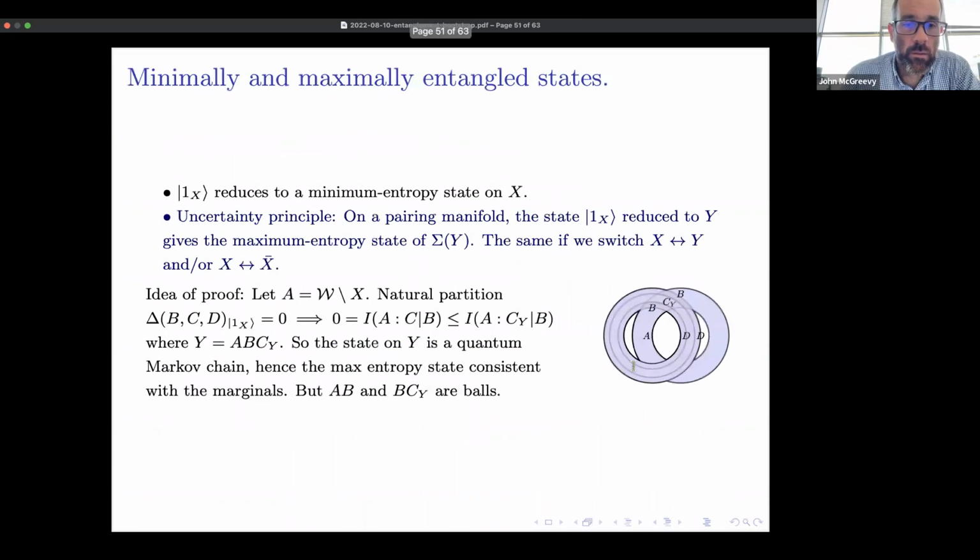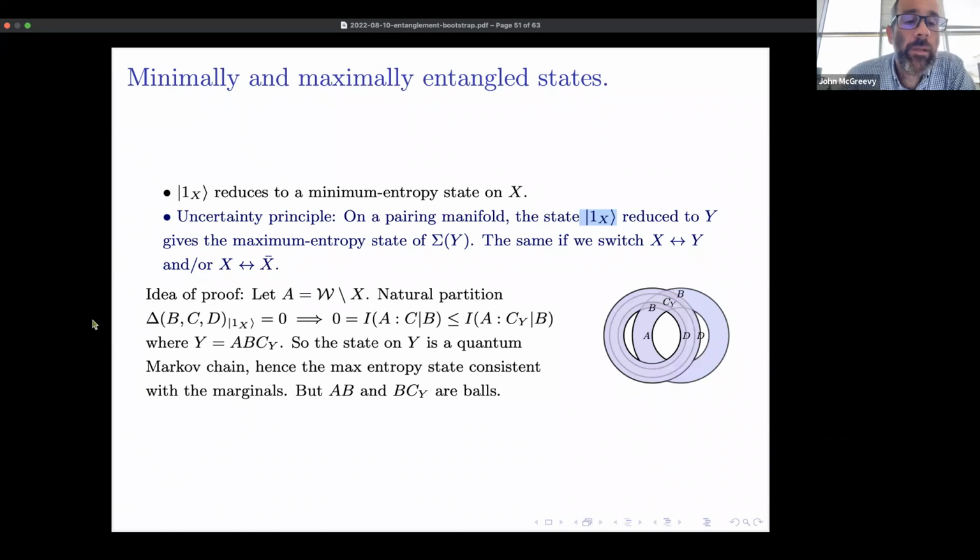Okay. So let's work our way up to the S matrix. Given some pairing manifold, the reference state that reduces to the vacuum on X is a minimum entropy state on X. There's a sort of uncertainty principle, an entanglement uncertainty principle, that says that on a pairing manifold, if I reduce this reference state on X, and consider its reduced density matrix on Y, on the complementary subregion, it's a maximum entropy state. And the same follows if we switch the roles of X and Y or X and X bar.